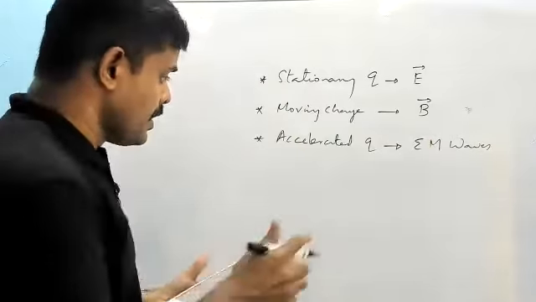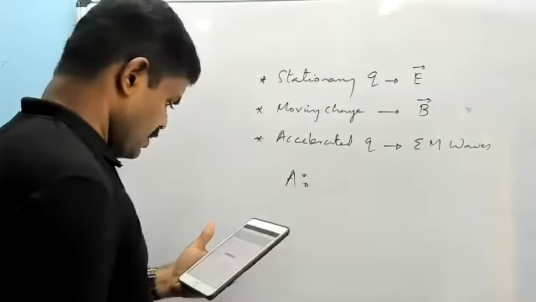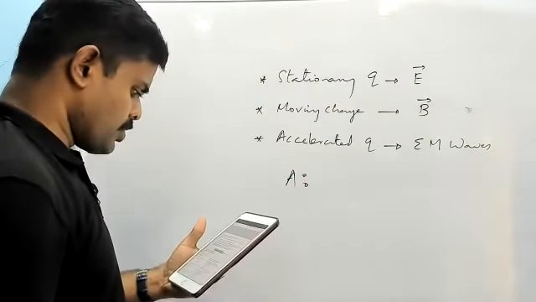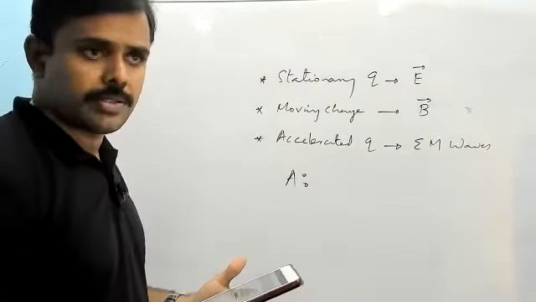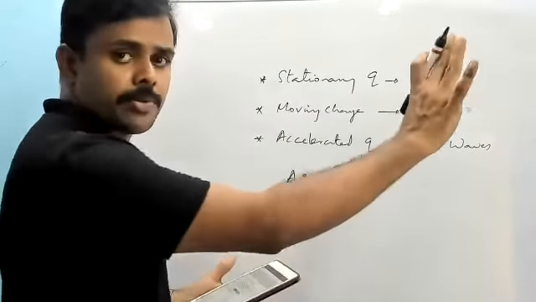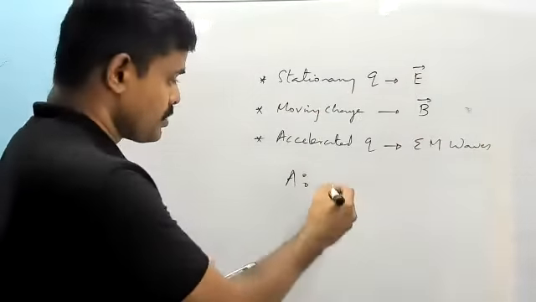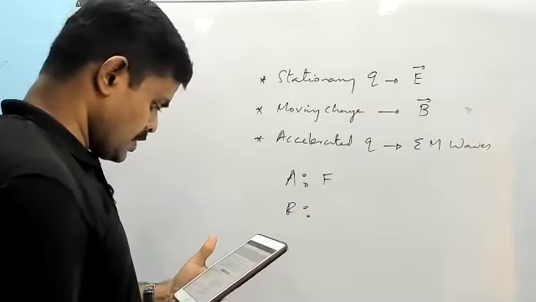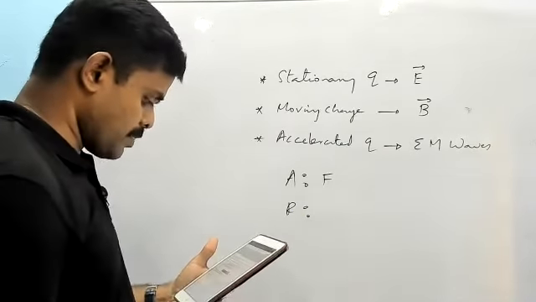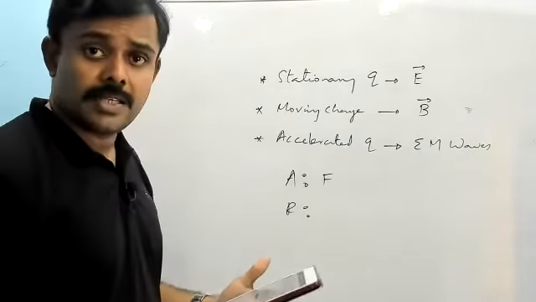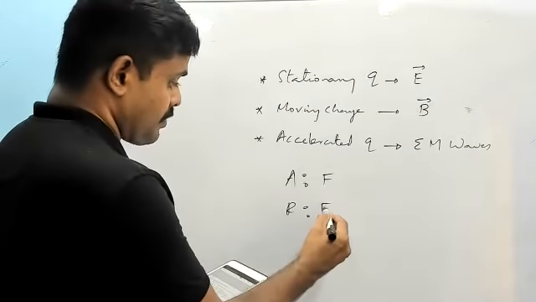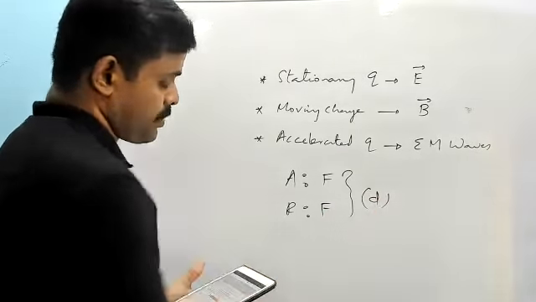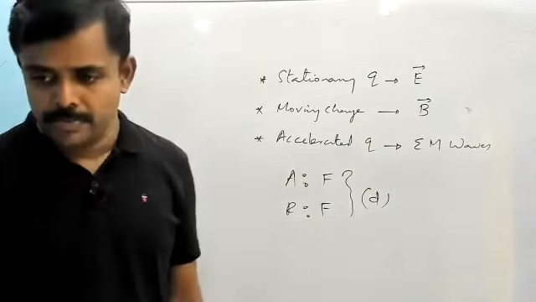So statement A, the assertion: a charge, whether stationary or in motion, produces magnetic field around it. No. Stationary charge can never produce a magnetic field. So the assertion is false. What about the reason? Moving charge produces only electric field in the surrounding space. No, moving charge produces both electric field and magnetic field. So that is also false. Answer is option D.